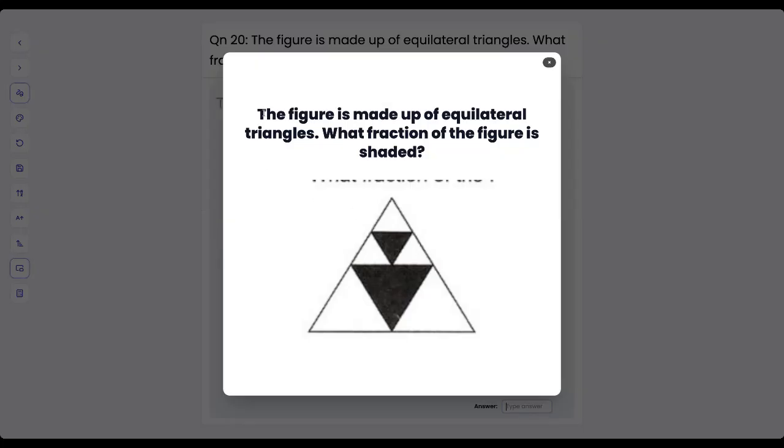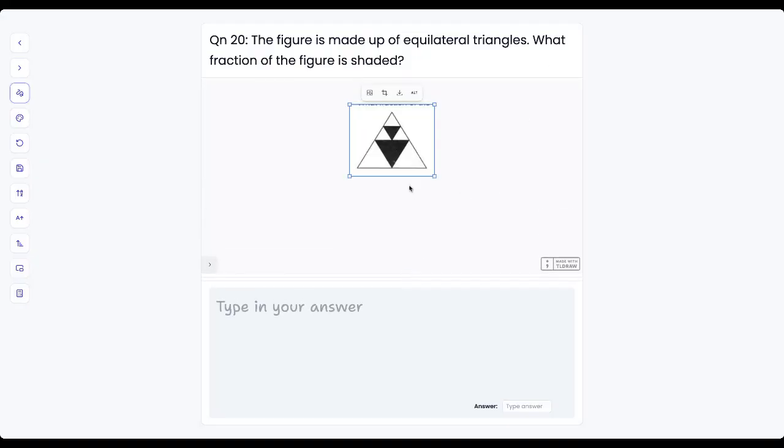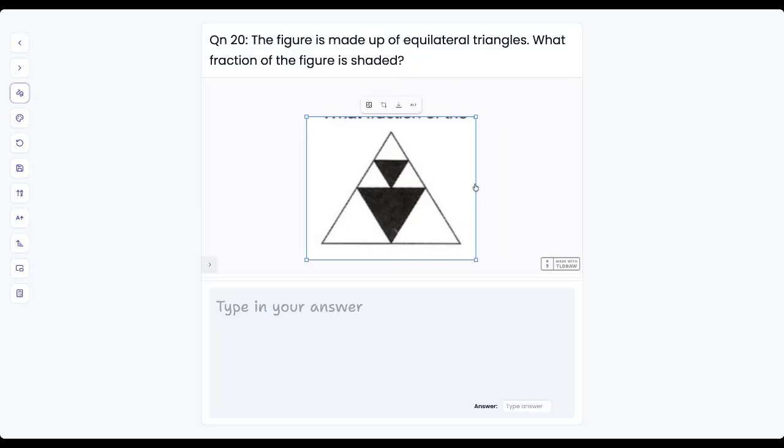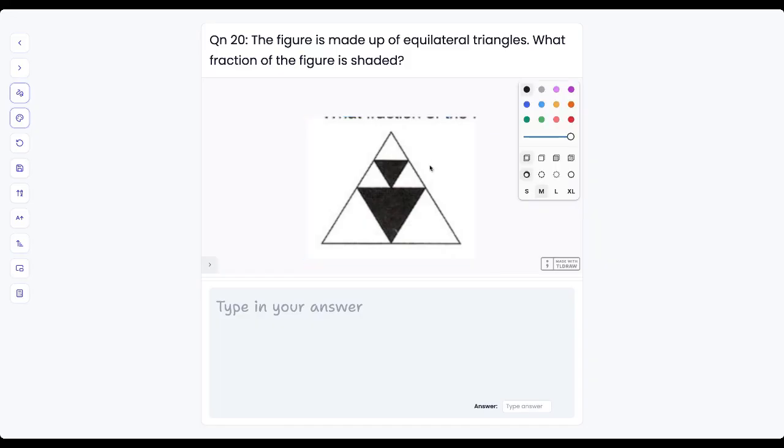Question number 20. The figure is made of equilateral triangles. What fraction of the figure is shaded? So let's zoom this in over here. So what we can do, we can draw some lines. So I have three triangles like this and then another three. So in this case, we can in a way split this up, right? So let's have this like that. All right, so let's put some yellow lines, I guess, or red line, red line, red line. Okay, so I'm just gonna do like this and then do like this and do like this, right?